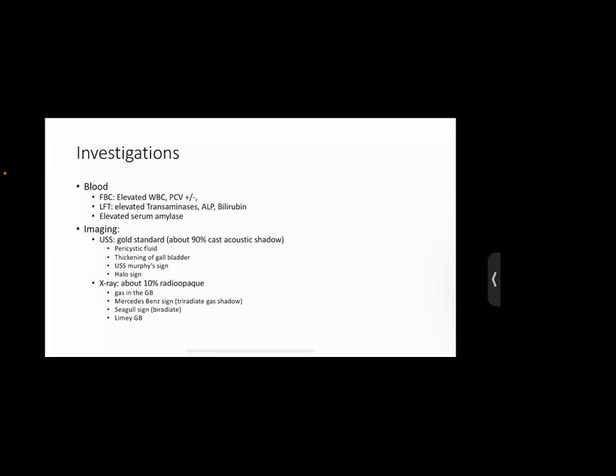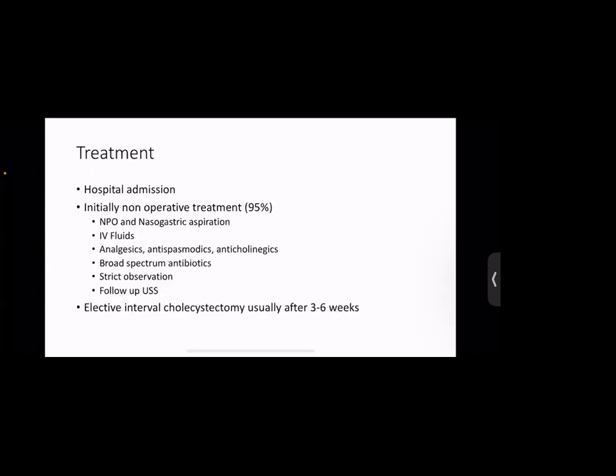On X-ray, about 10% of stones are radio-opaque and 90% are radiolucent. So in the radio-opaque cases, you might see gas within the gallbladder. You can see Mercedes-Benz sign. These are triradiate gas shadows within the radio-opaque gallstones. And if the gas shadows are biradiate, it's known as seagull sign. Then limey gallbladder is also seen because the calcium phosphate deposits are usually radio-opaque, so you see them within the gallbladder on X-ray.